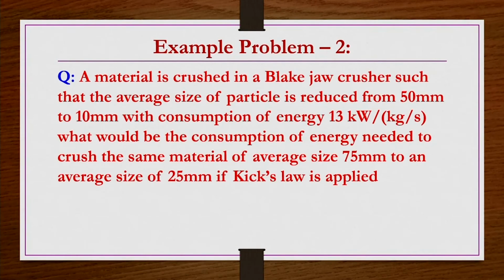Now, the same example problem that we took in the Rittinger's law case, we now apply Kick's law. That is, the initial feed size is 50 mm and the product average size is 10 mm, with 30 kilowatt per kg per second power requirement. In the second case, the feed becomes slightly bigger, 75 mm, and the product becomes 25 mm; how much power is required? The feed and product sizes and the power requirement in the first case are exactly the same. So, whether the power requirement in the second case is going to be the same as in Rittinger's law or not, that is what we are going to see.